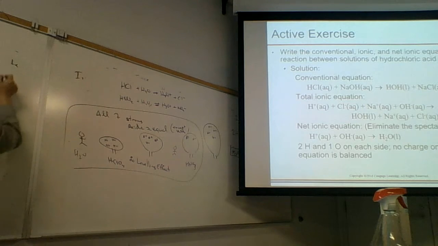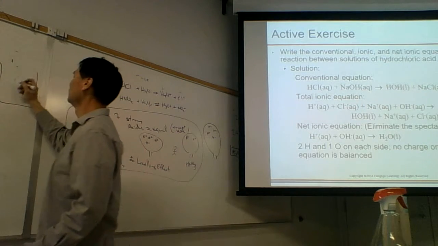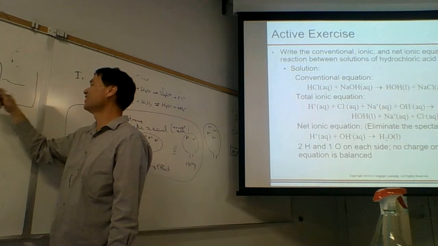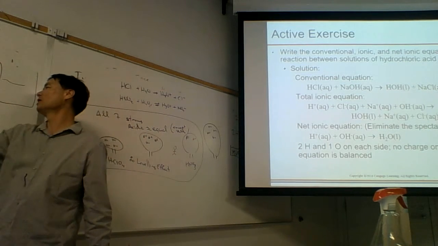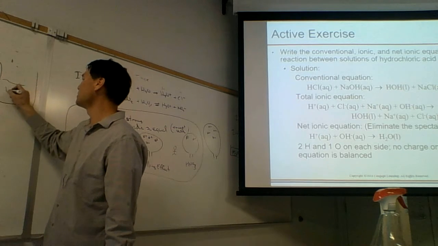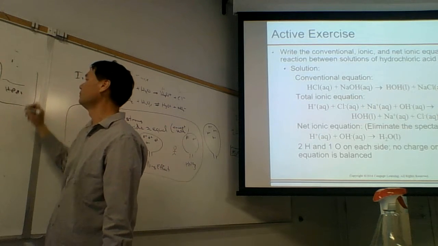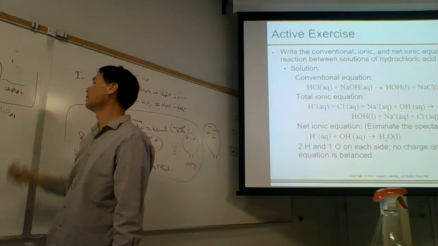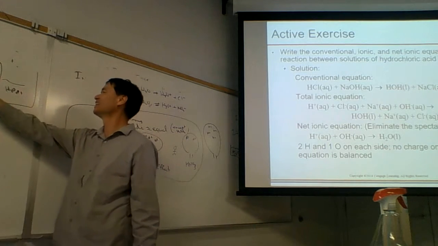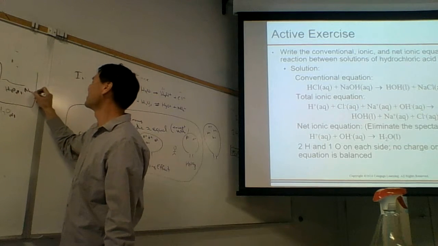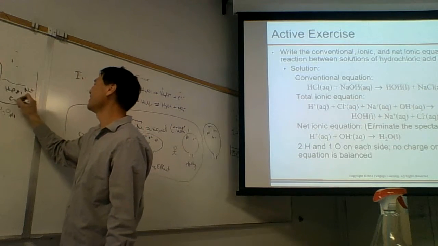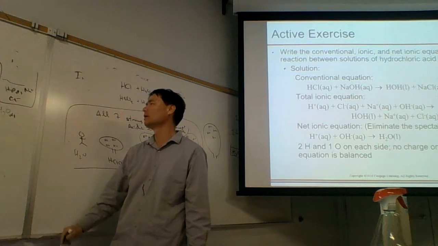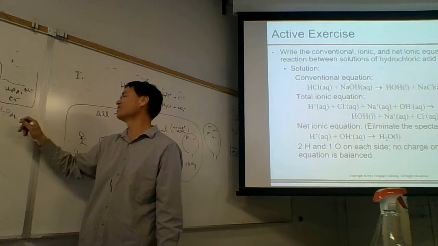And then let's mix them together. When we mix them together, the favorable ion combination is H plus and OH minus. H plus and OH minus likes to form H2O liquid. And so we're going to get H2O liquid. But what happened to the sodium ions? Nothing. The sodium ions are still there. What happened to the chloride ions? Nothing. Chloride ions, they don't react. They're still floating around in there.